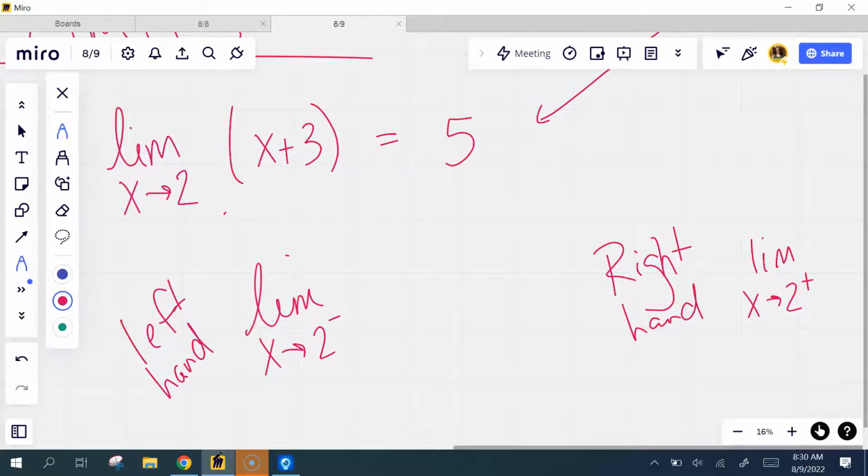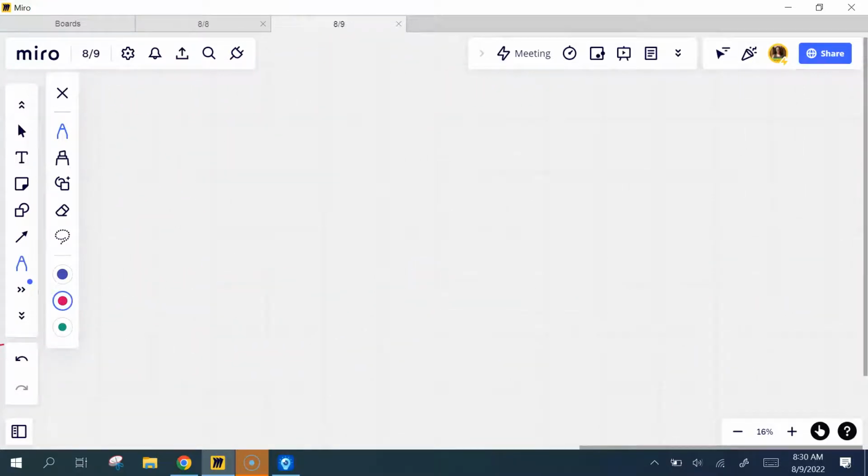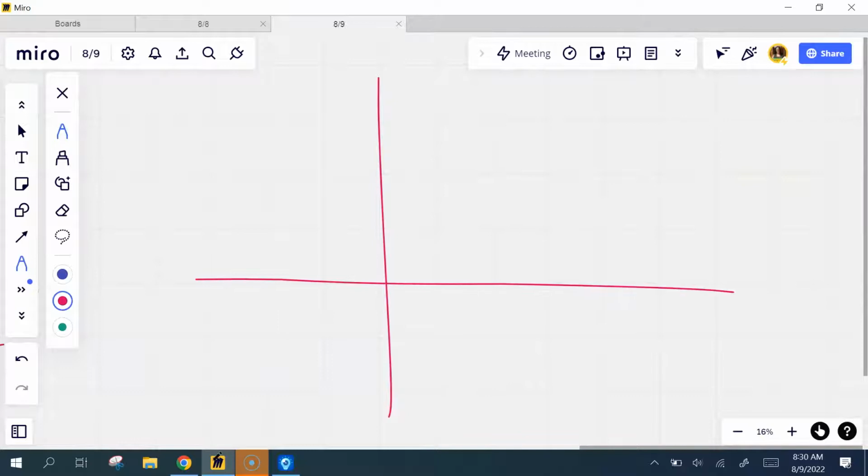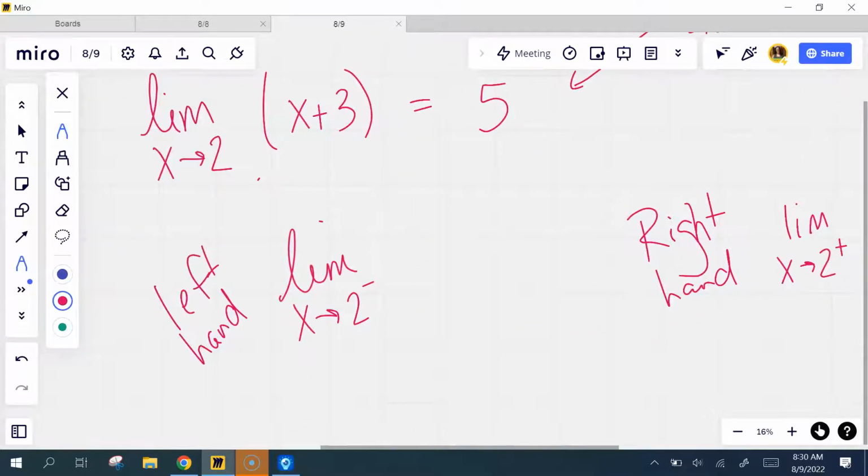Let me give you an example. Let me give you a graph and let's talk about it. Let's say f of x. Left-hand just means start from the left and come up towards 2 from the left side. And right-hand means come towards 2 from the right side. Remember that? Okay. Tell me when you're good.